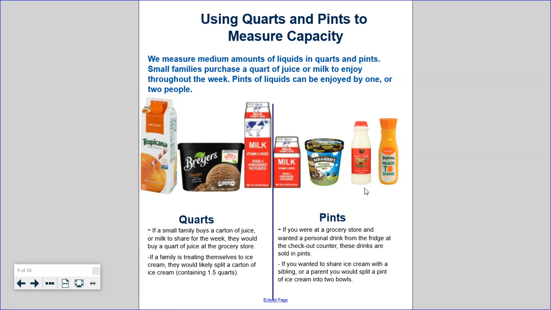Now, what about pints? If you wanted a personal drink, just your own soda, your own glass of juice or bottle of juice, then you'd probably get a pint. And if you wanted to share an ice cream, maybe with just one other person or maybe even all by yourself, you would probably get a pint of ice cream instead of this one that's 1.5 quarts.